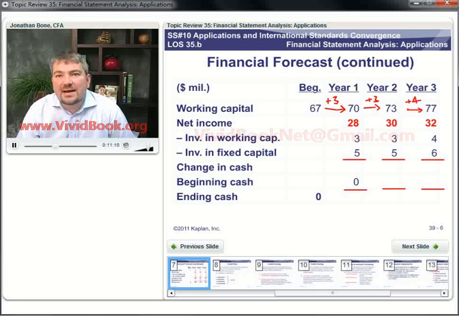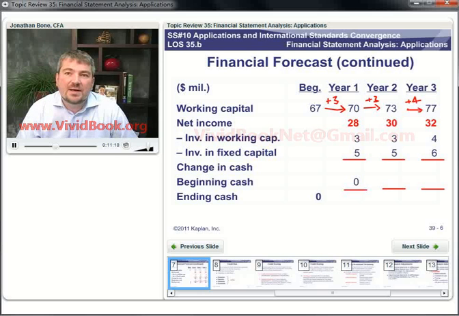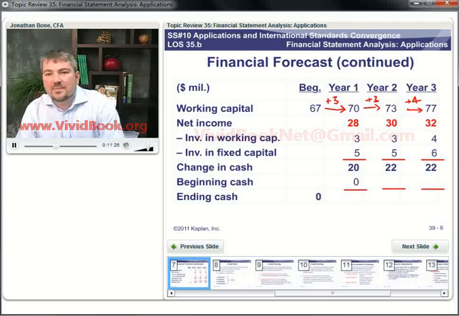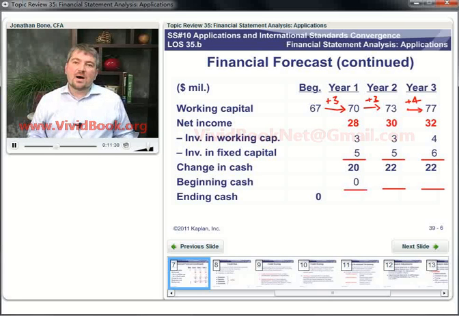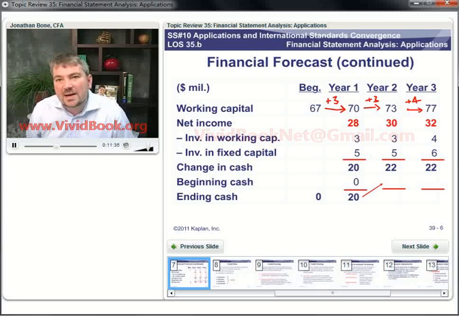So if we take our net income, deduct 3, deduct 5, we'll get our change in cash, which of course is 20 for year 1, 22 for year 2, and 22 for year 3. Now, given that our beginning cash was 0, it means our ending cash for year 1 is going to be 20. Of course, our ending cash for year 1 is the beginning cash for year 2. So we're going to start with 20 for year 2.